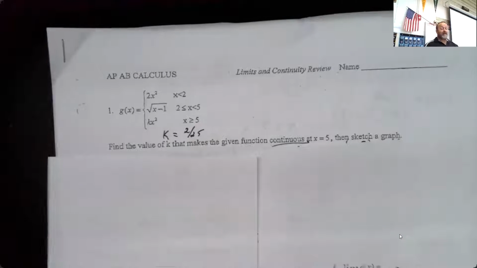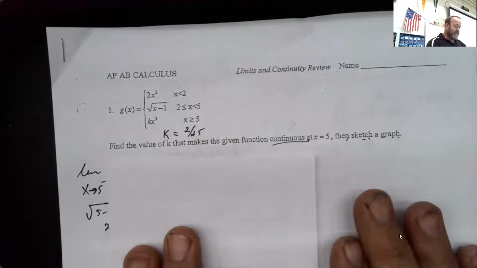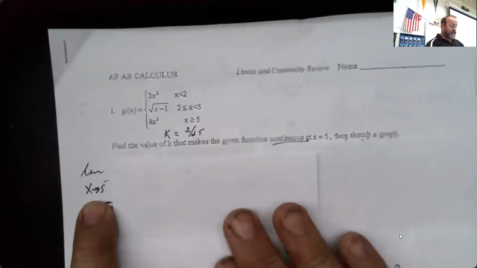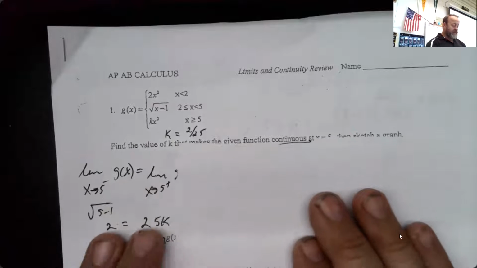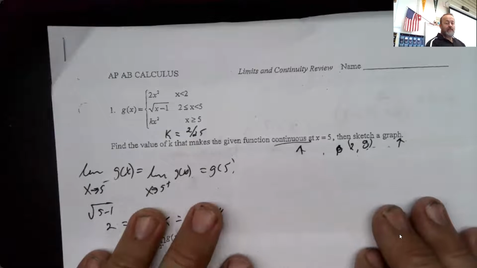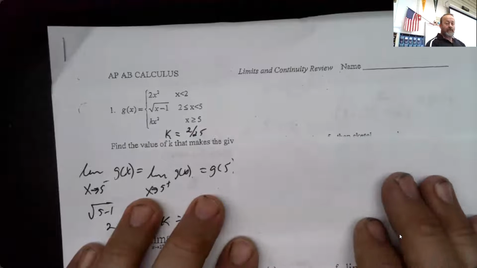Right off the bat, in order for it to be continuous at 5, the limit as you approach 5 from the left had better be the same as the limit as you approach 5 from the right. So notice here I have the limit as x approaches 5 from the left. I want it to be the same as the limit as I approach 5 from the right. And that should in fact be the same as the limit as you approach 5 itself.